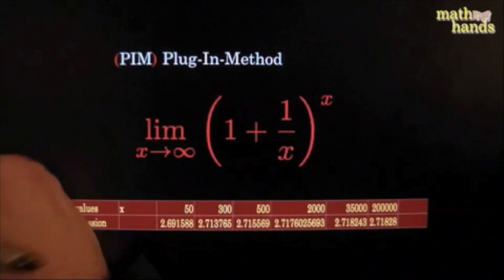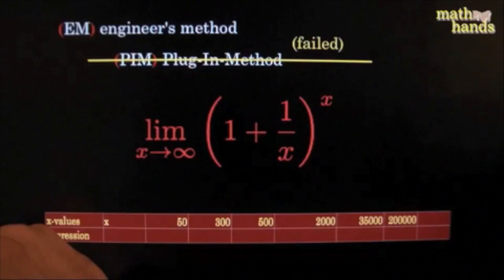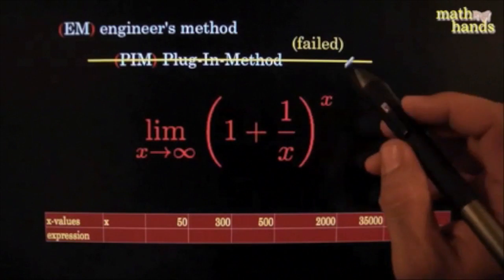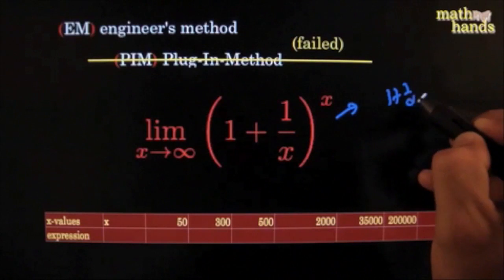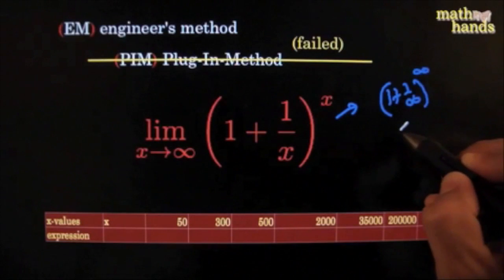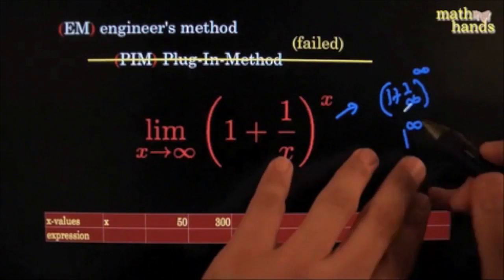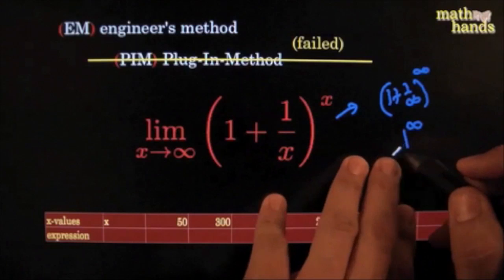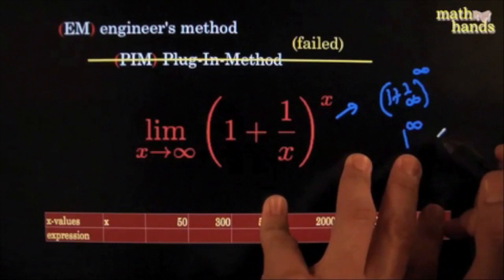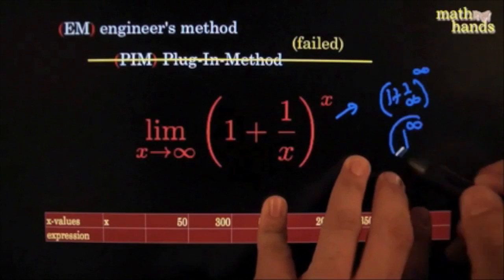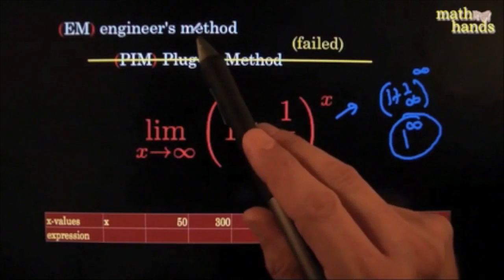Okay. Oh, this is a super famous one. The plug-in method failed because when you do the plug-in method, you get 1 plus 1 over infinity raised to the infinity, which becomes 1 plus 0, so that becomes 1 raised to infinity. And you know that 1 is right on the fence. Anything below 1 raised to infinity would go to 0. Anything above 1 raised to infinity would go to infinity. So this is an indeterminate form, a famous indeterminate form. So the plug-in method fails here, and we've got to go to the engineer's method.